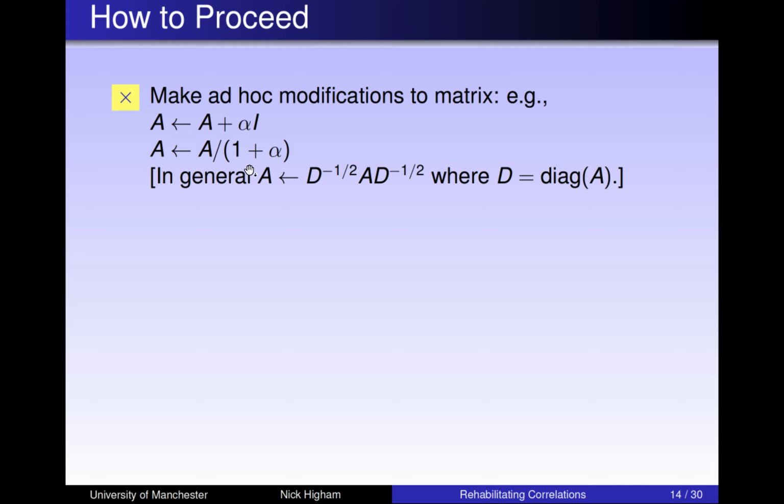In general, if you had a non-unit diagonal, you could do this diagonal scaling, where D is the diagonal of A, to reinstate the unit diagonal. But that's not a good approach, really, because it's rather ad hoc, and it won't be the optimal perturbation at all.